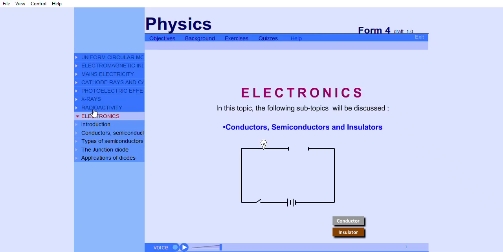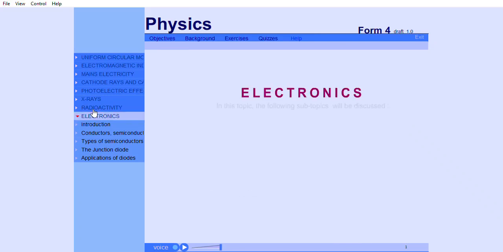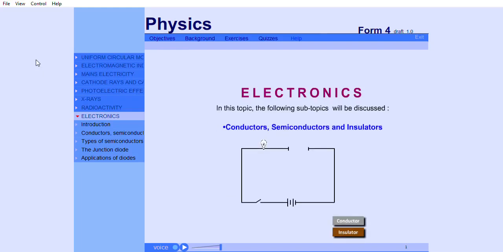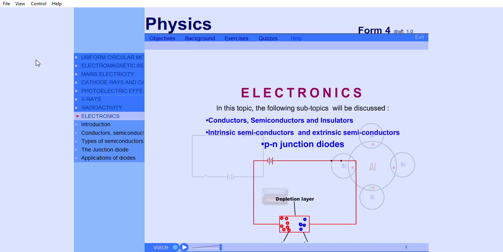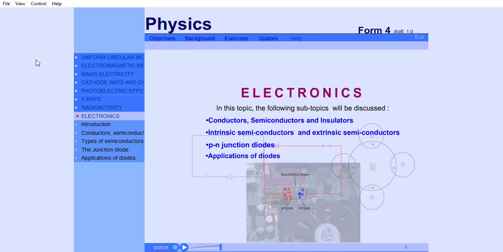Semiconductors and insulators. In this topic, the following subtopics will be discussed: conductors, semiconductors and insulators, intrinsic semiconductors and extrinsic semiconductors, p-n junction diodes, and application of diodes.